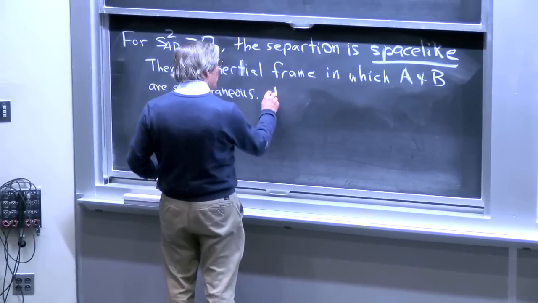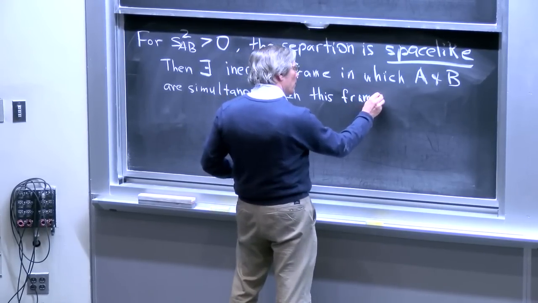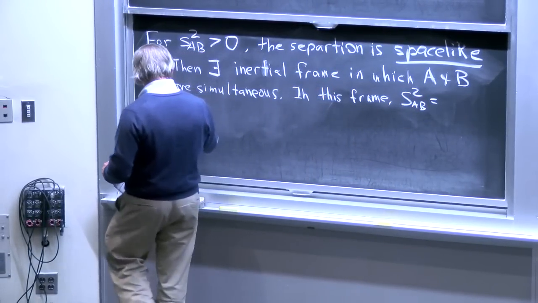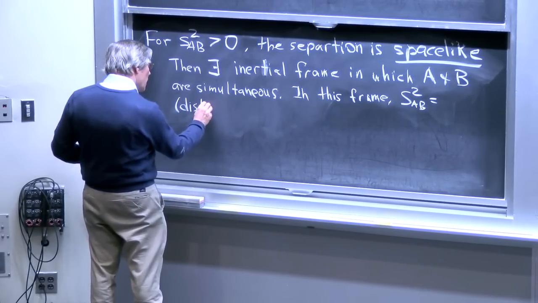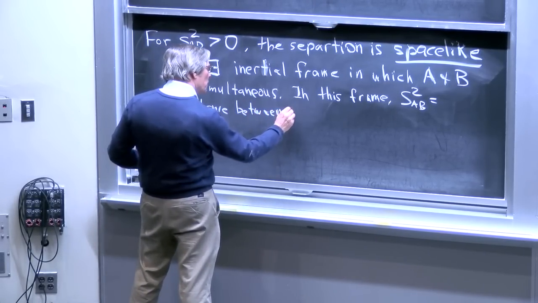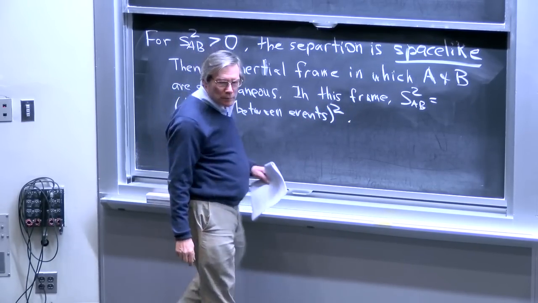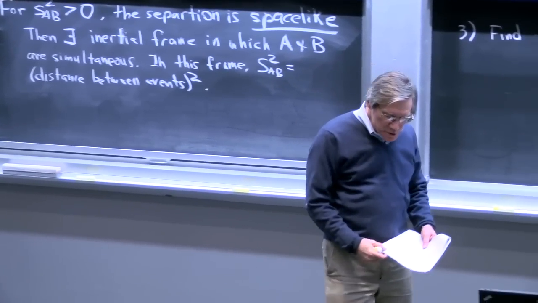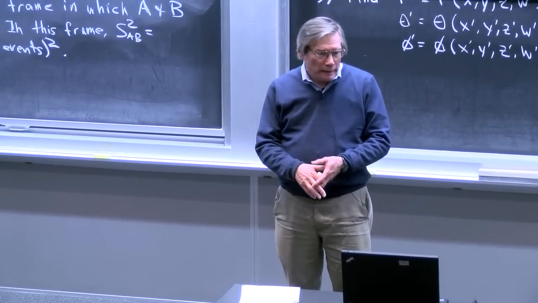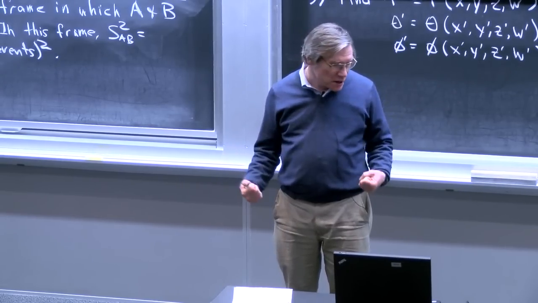So in this frame, S_AB squared is just equal to the distance between events squared. Or you could take the square root, because they're positive numbers. You could say S_AB is equal to the distance between the two events. So when S_AB squared is positive, S_AB is just the distance between the two events in the frame in which they're simultaneous.